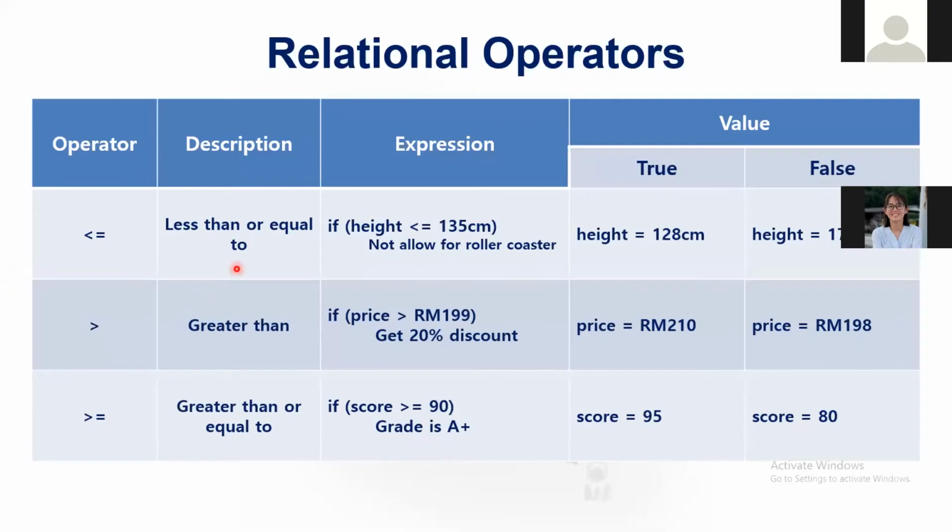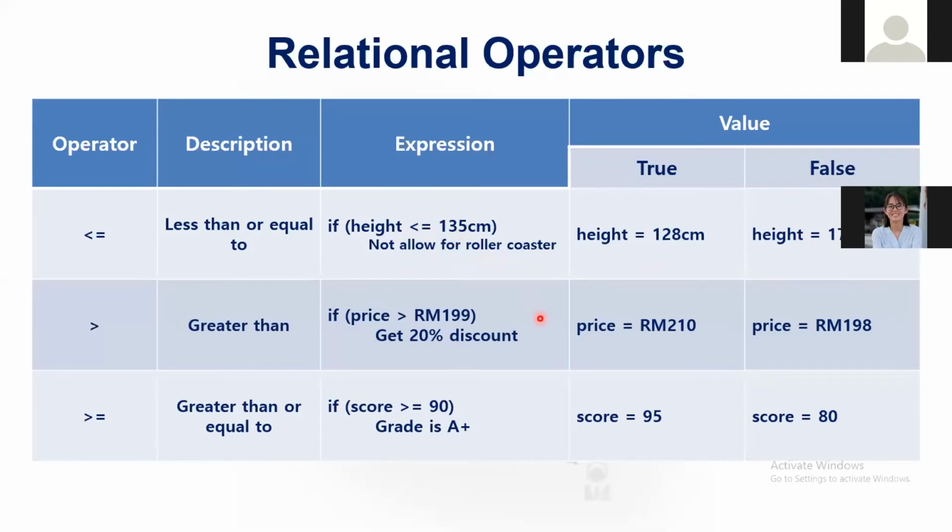Okay, next is the less than or equal to. Because I guess some of you, if you're not MCO, probably go to some theme park. So if your height is less than or equal to 135, it means that you're not allowed for the roller coaster. So if your height is 128, you are not allowed for the roller coaster. But if you are 170, then 170 is a false condition, right? Because it's greater than 135. So it means that you are allowed for the roller coaster.